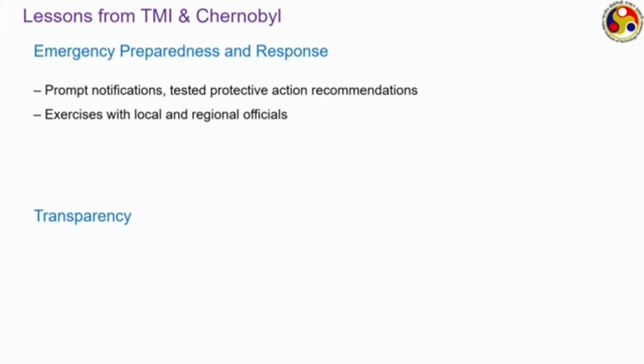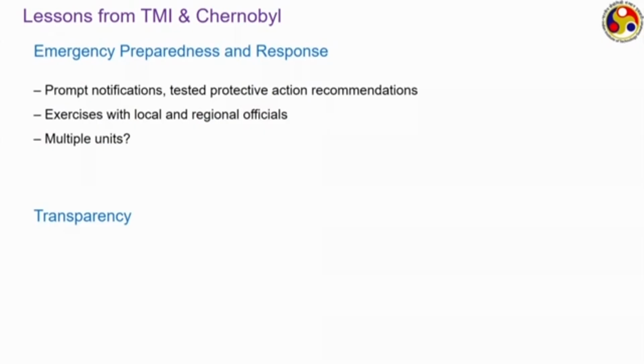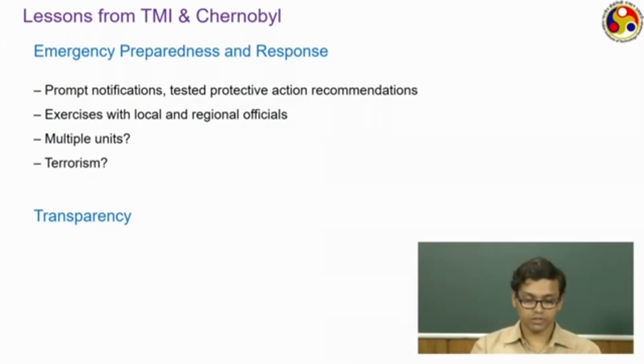All such exercises must happen with complete collaboration with both local and regional officials, because the absence of regional officials was one of the reasons for the Chernobyl incident. The local authority didn't have a proper idea about what was going on, and therefore they failed to evacuate the site. For multiple units, there are questions that need to be answered before setting them up, and again, what can be the emergency response in case of any kind of terrorism attack, which is becoming increasingly relevant nowadays.